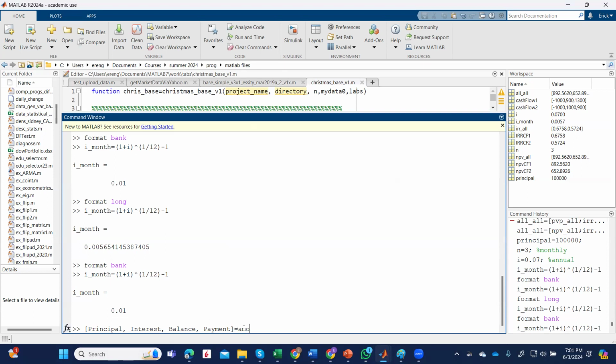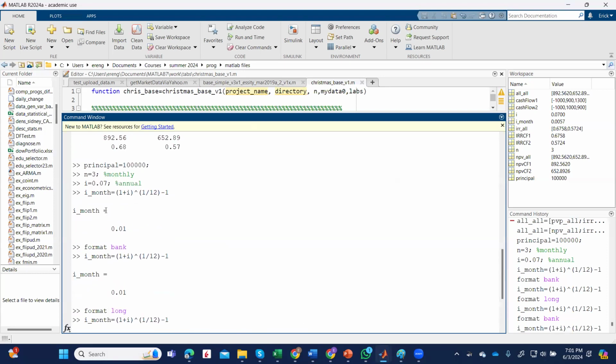The MATLAB command is amortize. And what you need to enter is basically the monthly rate, this one. You need to enter the number of periods, whereas my number of periods is n.